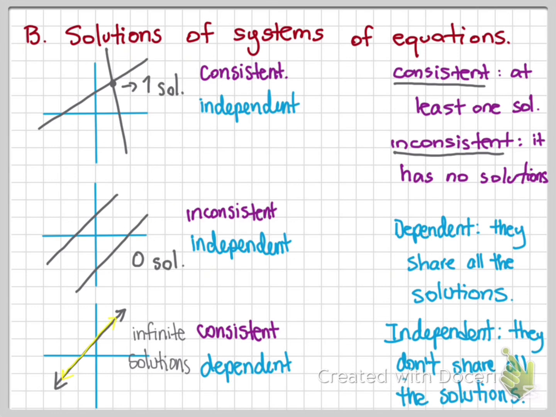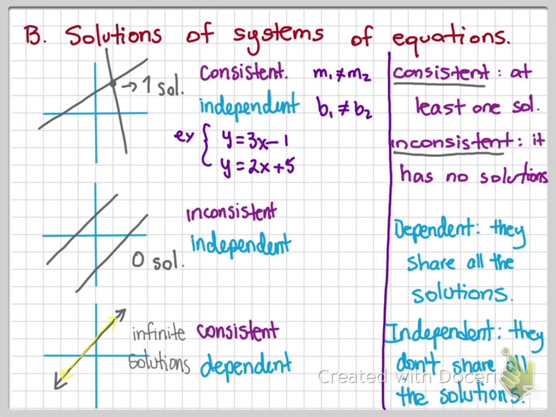Now before we finish, I want to talk about a few characteristics of each of these cases. The first one, notice that it has only one solution. The m's and the b's are different, okay? So let's put here an example. y equals 3x minus 1 and y equals 2x plus 5. Okay, those two are going to have one solution, and notice how we have different m's and different b's.